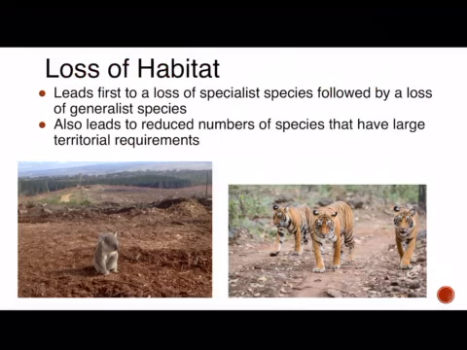All right, also looking at specialists and generalists. Specialists tend to be the first that are affected by a change. So loss of habitat is the number one cause of our decreasing diversity of species. So we're going to start losing the specialist species first and then followed by generalists. Also, if you have a species that has a large territory that it covers, loss of habitat can lead to reduced numbers of those species as well.